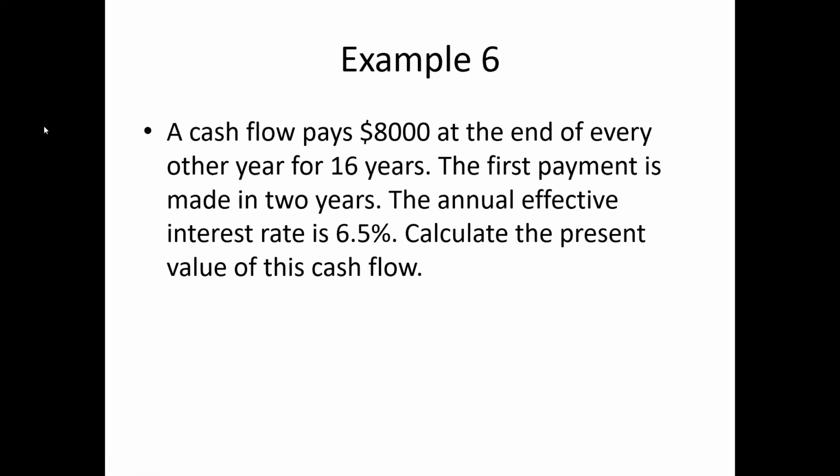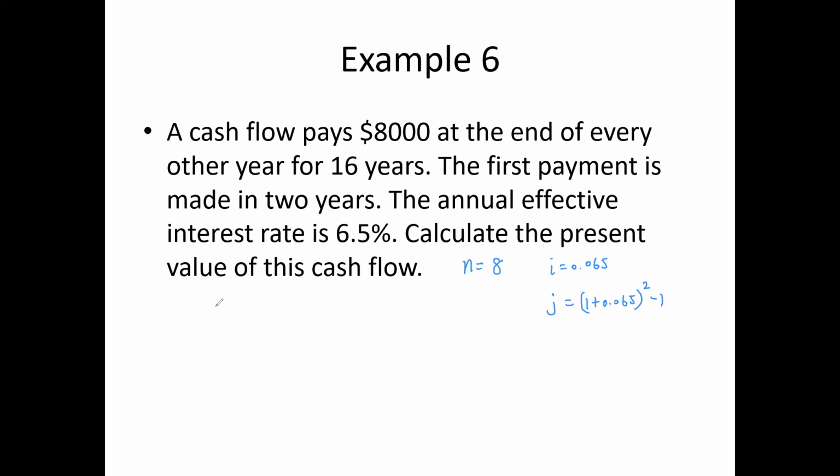All right, next problem. A cash flow pays $8,000 at the end of every other year, so every 2 years, for 16 years. So n is actually 8 because you have a payment once in 2 years. The first payment is made in 2 years, so we have annuity immediate. The annual effective interest rate, i, is 0.065. So in order to get j, you need to do (1 plus 0.065) squared minus 1. Calculate the present value of this cash flow.